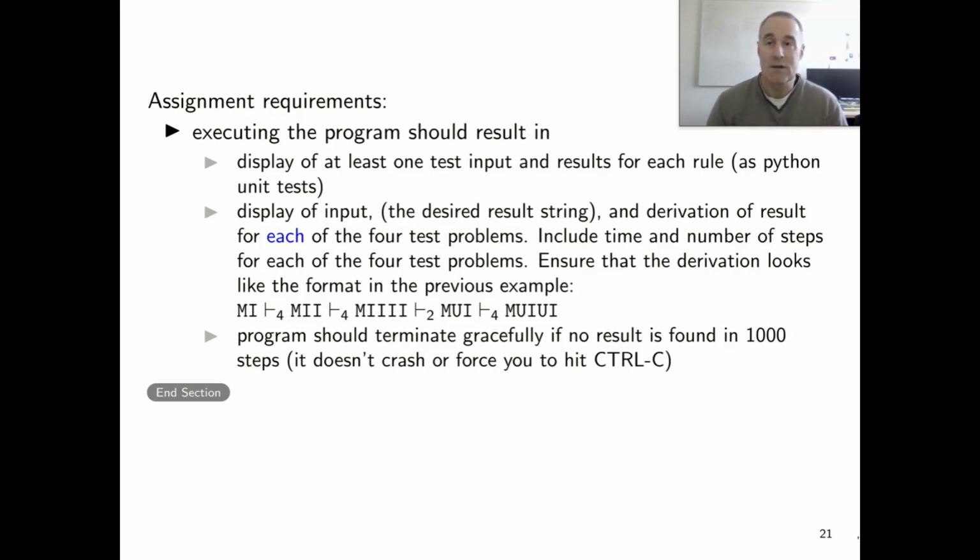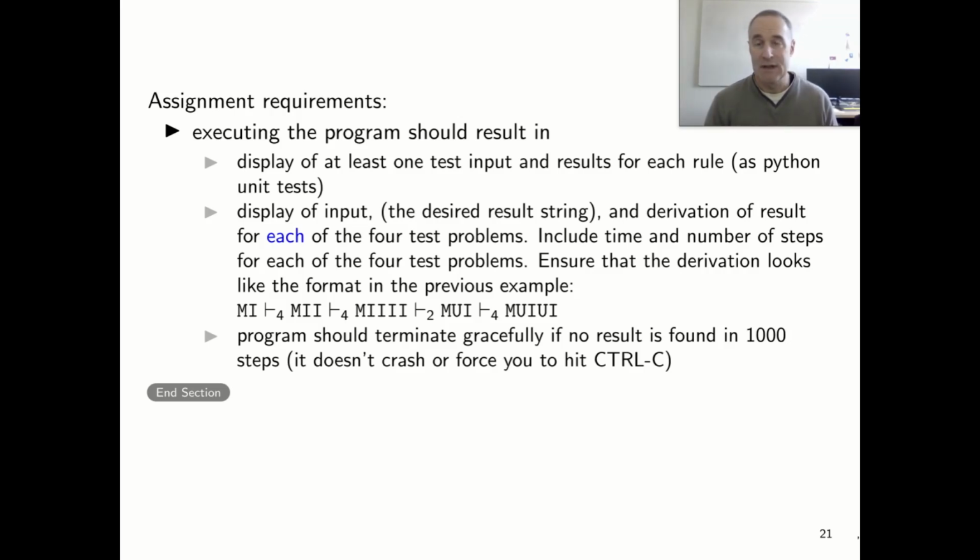And then also have a routine that tests each of the 4 test problems, including MU. And the result of each of those test problems should be displaying the input and a derivation of the result. And again, if you're already a professional programmer, an accomplished programmer, you may be able to just come up with an approach for capturing the derivations. So derivations we've been over previously, so it shows each step in going from MI to the result that your program has been asked to achieve, one of these 4 results.